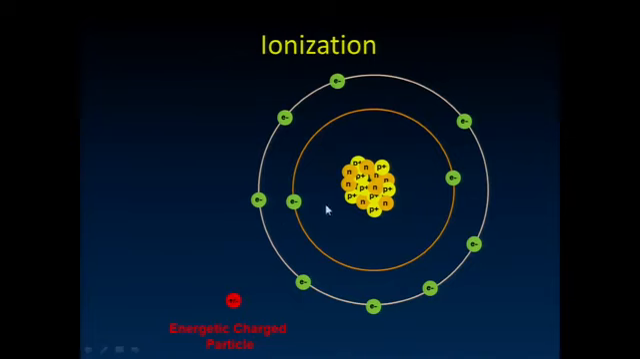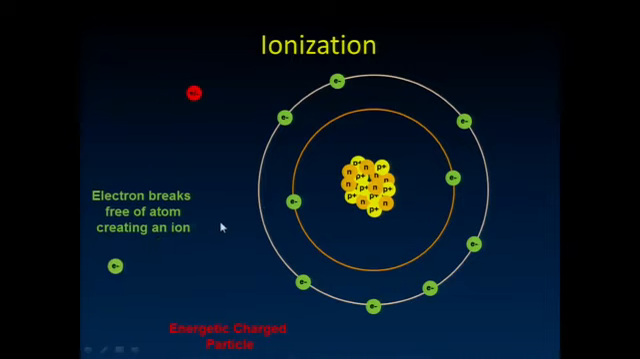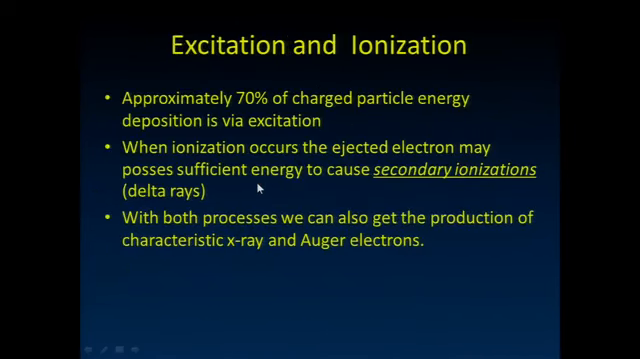Ionization, of course, is a very similar thing happening, but now the interaction is strong enough so that that electron breaks free, creating an ion. And we've already talked about what happens once this occurs. We can get some of those characteristic X-rays and Auger electrons. Approximately 70% of the interaction of charged particles is deposited via excitation. When ionization occurs, that ejected electron might possess sufficient energy to kick additional electrons out of their shells in neighboring atoms, and we refer to those as delta rays.